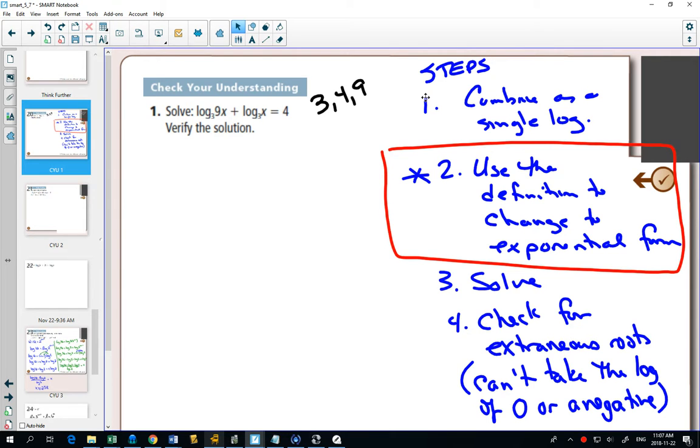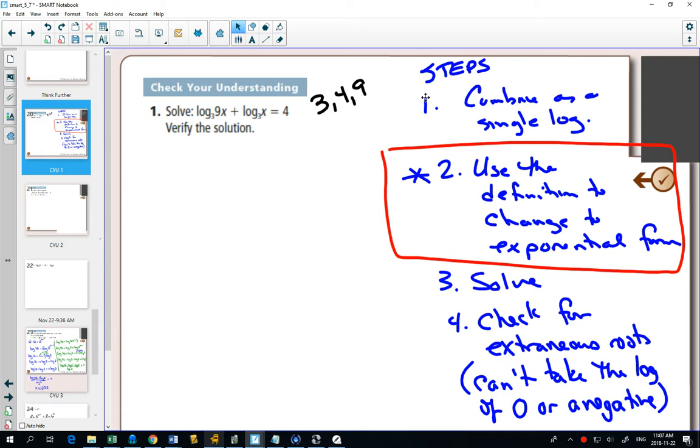And the reason and the way that you check for it is that you are not allowed to take the log of 0 or the log of a negative number. And if you do, that's not possible, so we have to check our original equation for that.